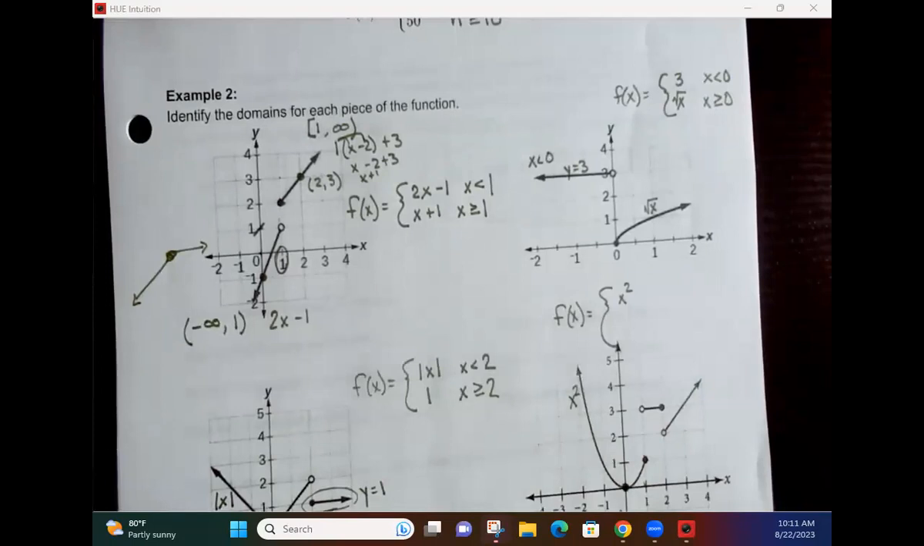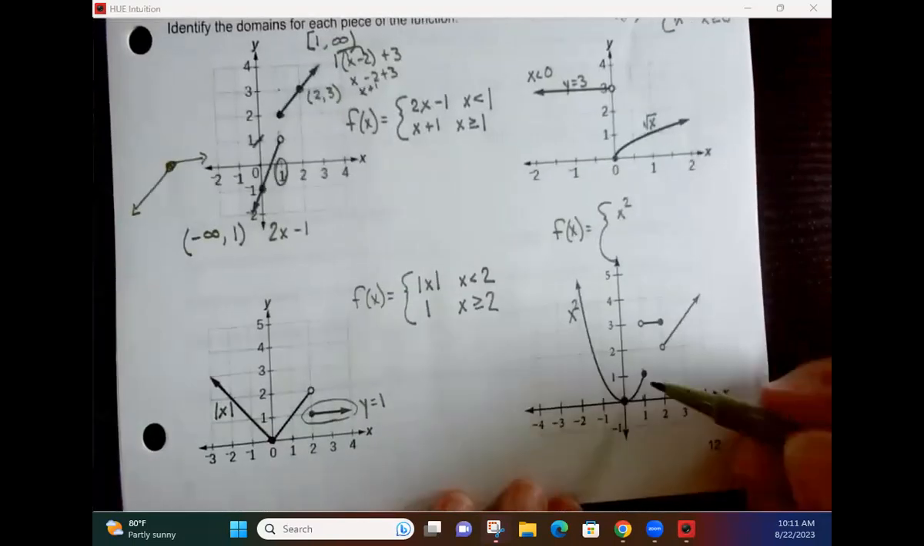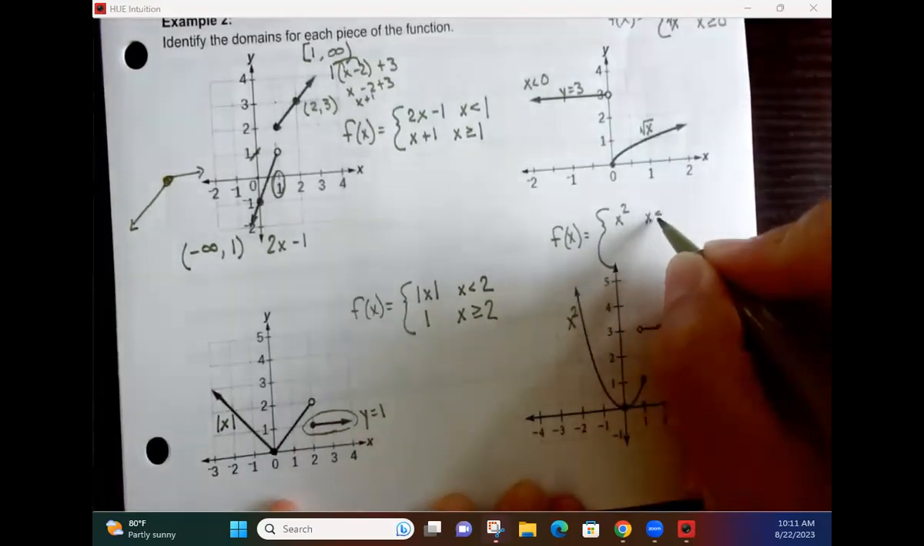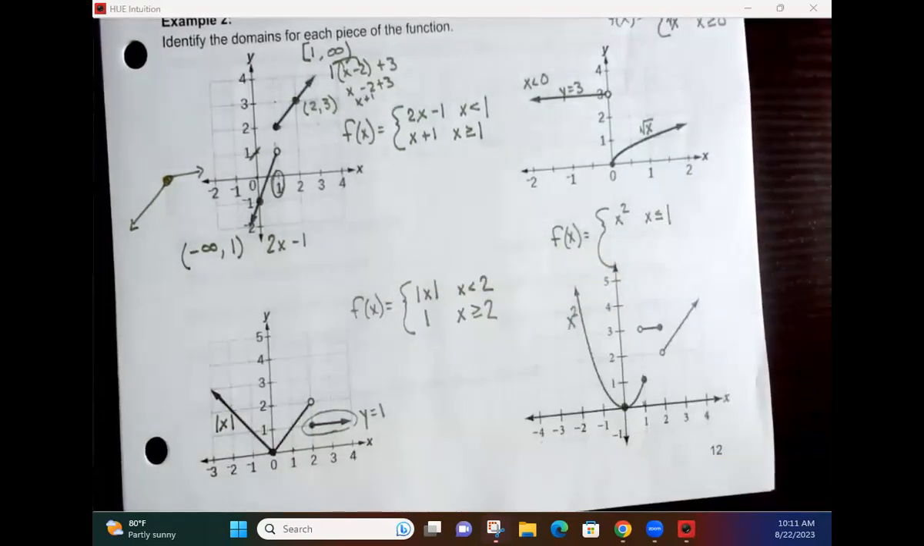somebody I haven't heard from yet today. What's the cutoff on the domain for this one? X is less than or equal to 1. Okay. Build in the circle, or equal to. So x is less than or equal to 1.